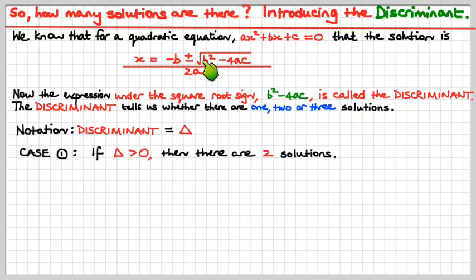So if this b squared minus 4ac is positive, then you will get x is minus b plus or minus something which makes sense over 2a, and therefore you're going to get 2 solutions, minus b plus something over 2a and minus b minus this something over 2a. You can see quite clearly that will give you 2 answers, won't it?